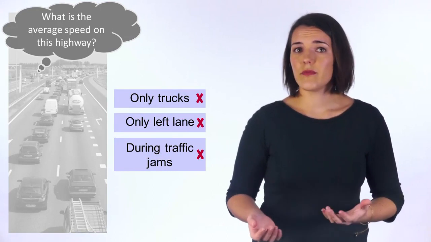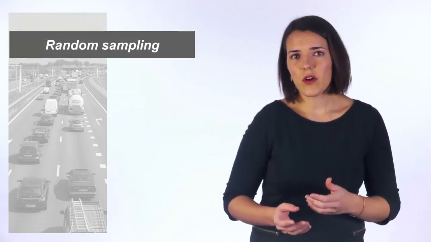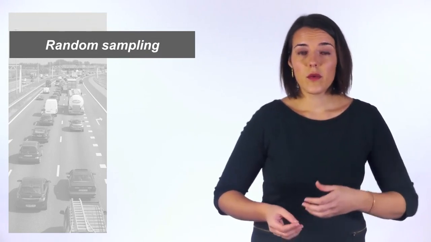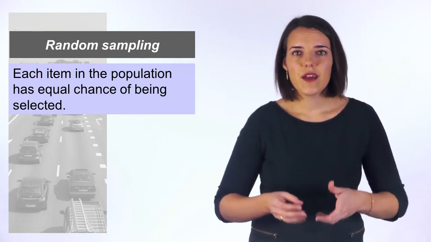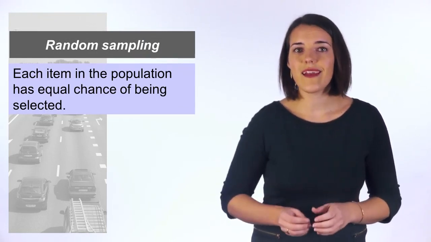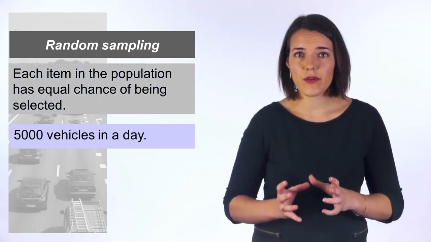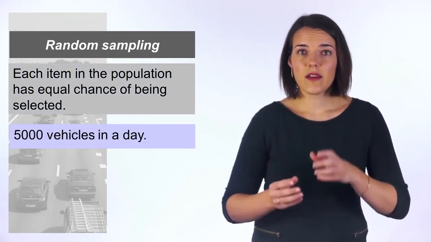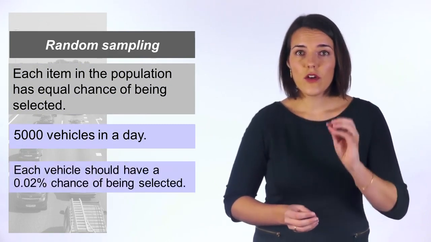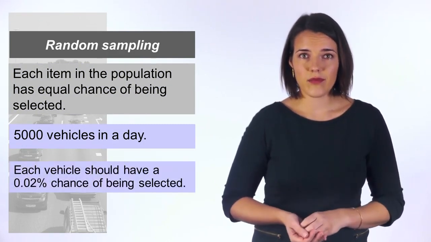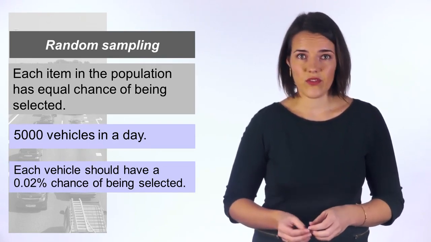So what should we do? The clue is that you should sample randomly. But what does randomly mean? Well, technically speaking, it means that each item, each vehicle, has an equal chance of being selected. Say you know that there will be 5,000 vehicles that will pass by today. Then each vehicle should have a 1/5,000 probability of being selected into the sample. And that is equal to a 0.02% chance.